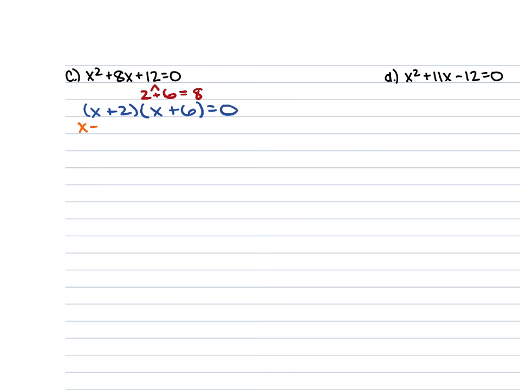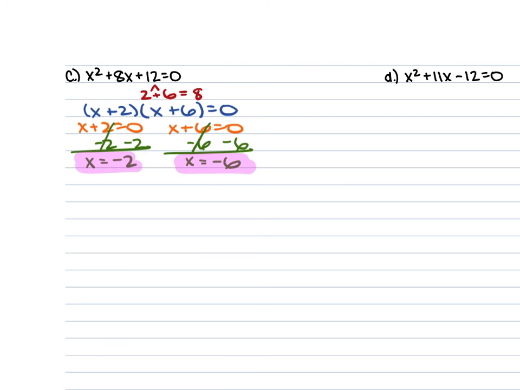From there, I set each of these equal to 0, and I solve. So I'm going to subtract the 2 from each side. We get x is equal to negative 2. We subtract the 6 from each side. We get x is equal to negative 6. So negative 2 and negative 6 are our 2 solutions for this one.